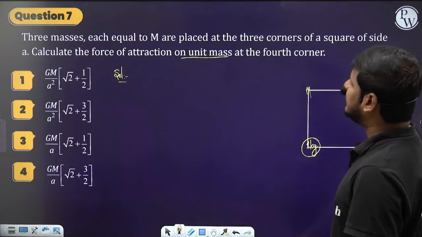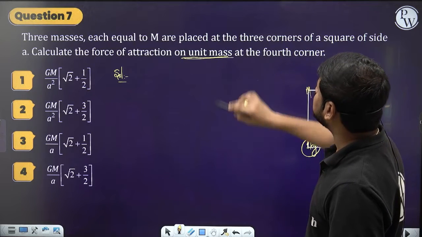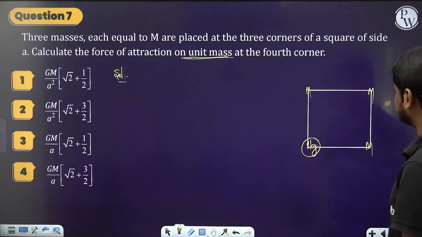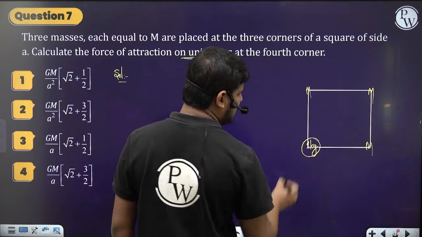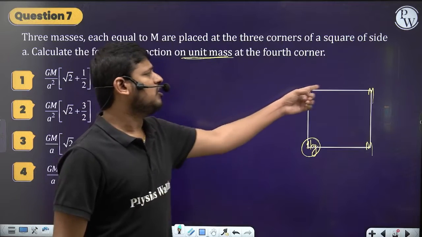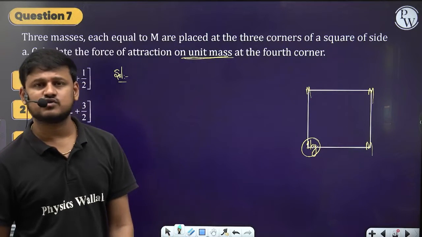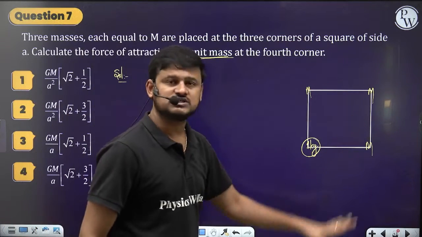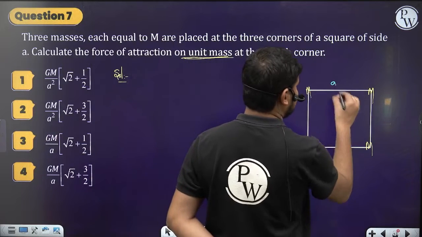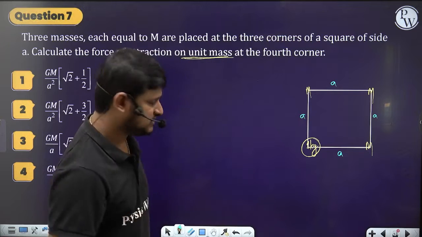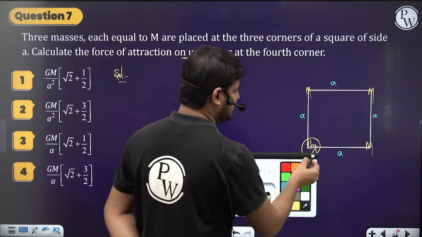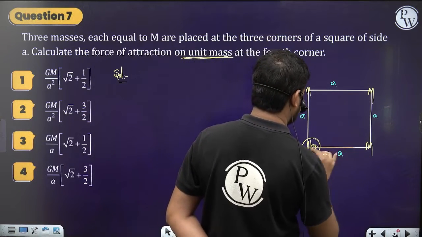Now we have to calculate the force of attraction on the unit mass at the 4th corner. Let it be the 4th corner. See, on this 1 kg mass, due to all 3 masses, what are the forces? What are the forces between these two? This is side A, side A, side A, and side A, right? So try to understand the simple thing. Between these 2 masses, there will be the force.